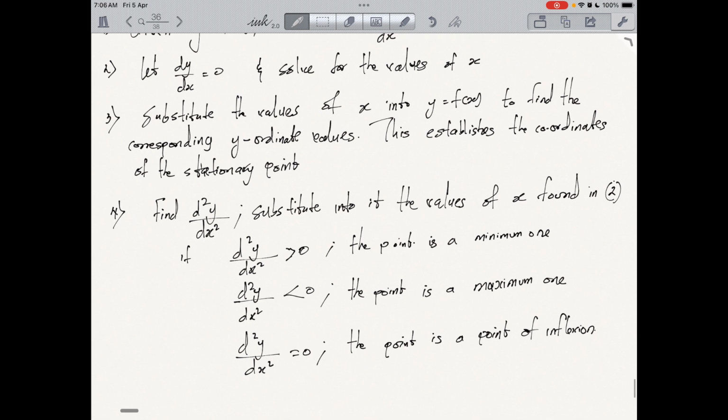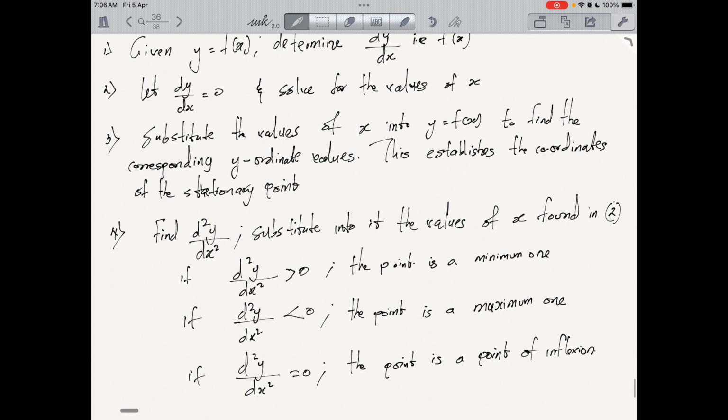And finally, we will find d squared y over dx squared. Now this is to determine the nature of that turning point. If d squared y over dx squared is greater than 0, the point is a minimum point. And if d squared y over dx squared is less than 0, the point is a maximum point. And if d squared y over dx squared is equal to 0, the point is a point of inflection.